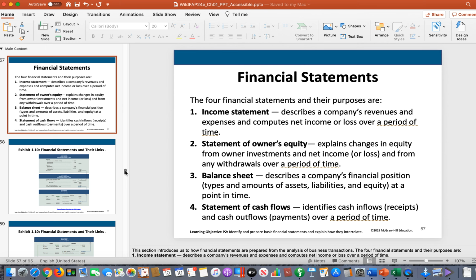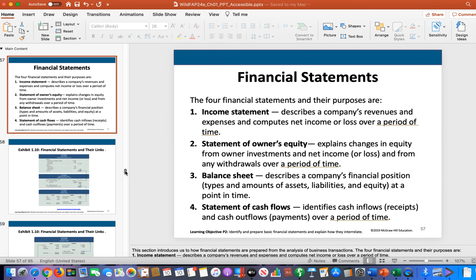The statement of owner's equity tells you what happened in the equity section. You started with what the owners invested, minus withdrawals, and plus net income, or minus net loss. Now, net income, net loss are a function of, don't forget, revenue minus expenses. Revenue minus expenses is what the income statement is about. So you're going to take the net loss or net income from the income statement and include it in the statement of owner's equity.